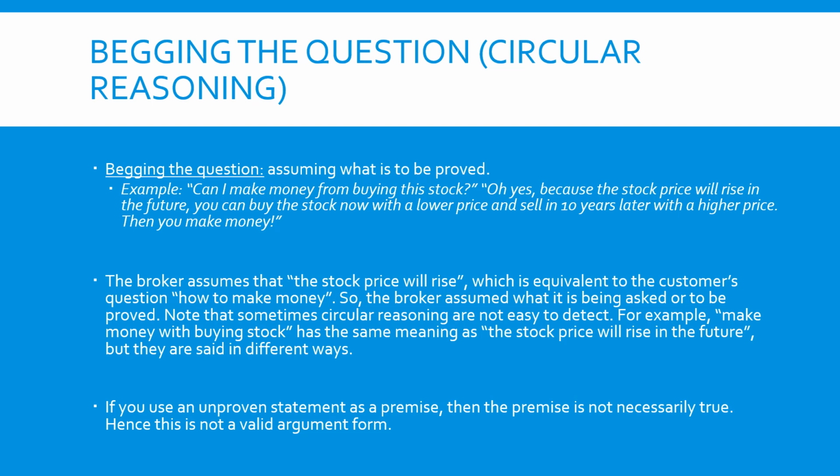If you think twice, the broker has assumed that the stock price will rise in the future. The assumption that the stock price goes up in the future is the same as assuming making money from buying the stock, despite that they are not expressed in the same way. Now, while the broker needs to prove buying the stock can make money, it assumes that stock price will rise, which is logically equivalent to what needs to be proven. In this case, the broker assumed something that has not been proven, which could be a false or ambiguous premise. As a result, the corresponding proof is invalid.